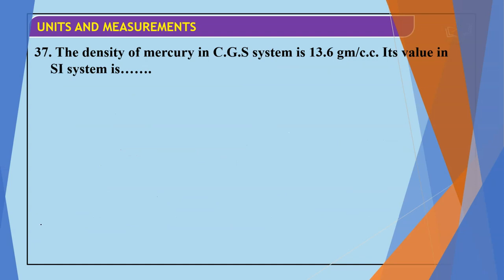The density of mercury in the CGS system is 13.6 gram per centimeter cube. Its value in the SI system is, and we have the options.